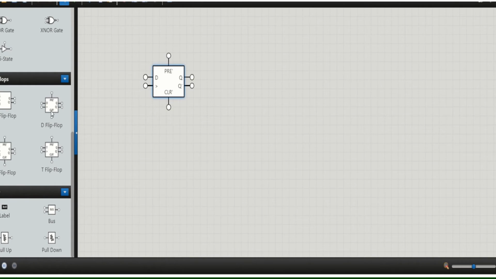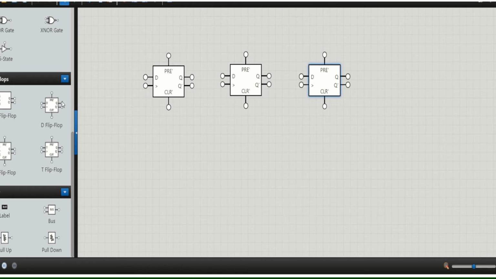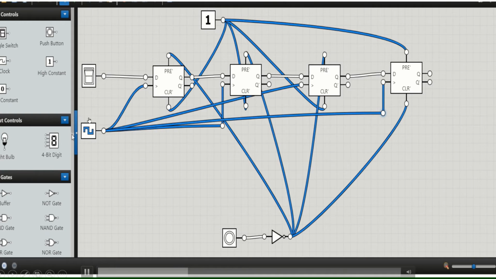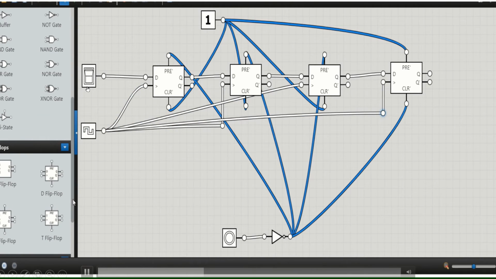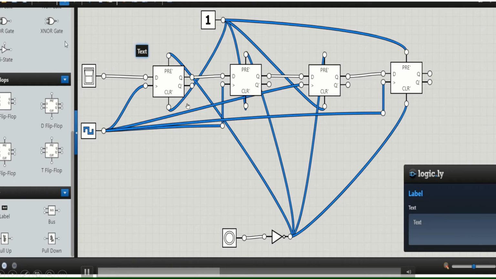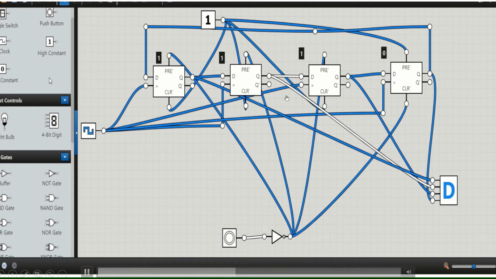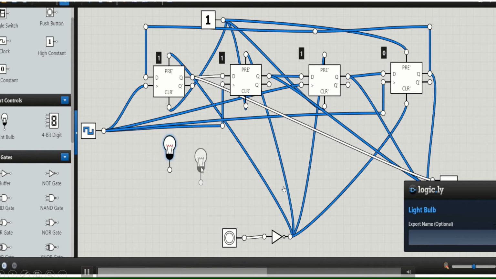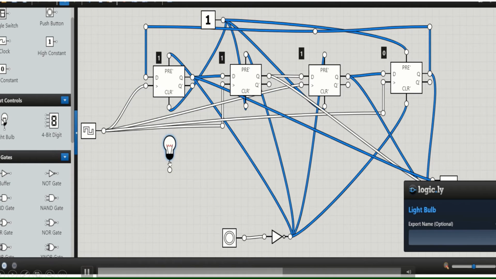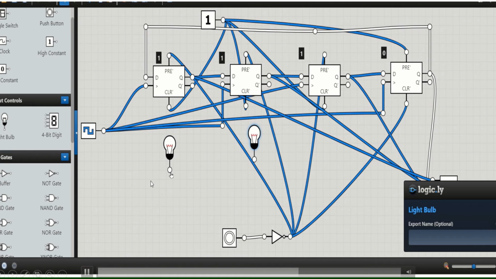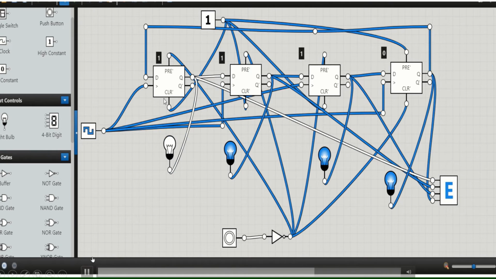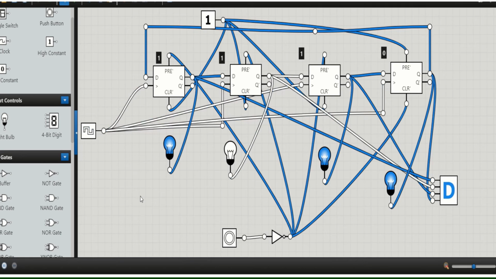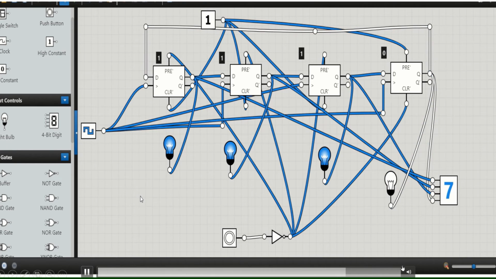Here also we need 4 D flip-flops, one clock, one toggle switch, one push button, and one NOT gate. Circuit connections are given and are labeled also. Here the inputs are given to check the output.